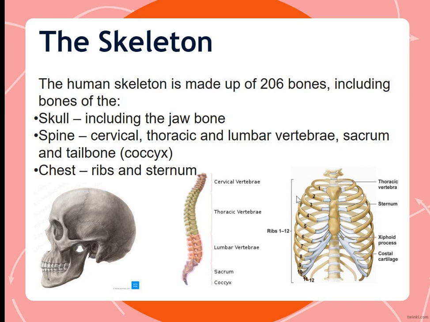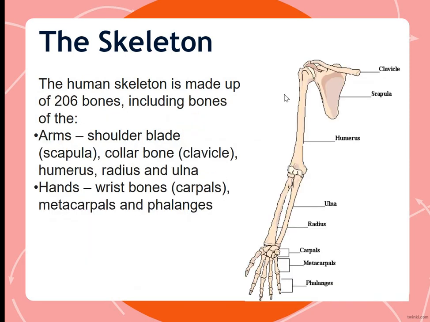I have here in the chest the ribs. These are the ribs. 1, 2, 3, 4, 5, 6. And in the middle, I have the sternum. So I call this the ribs. I call this the sternum. My arm is made up of many bones. This is the clavicle. The shoulder bone is called the scapula. So if I'm asking you about the shoulder bone, this is the scapula.